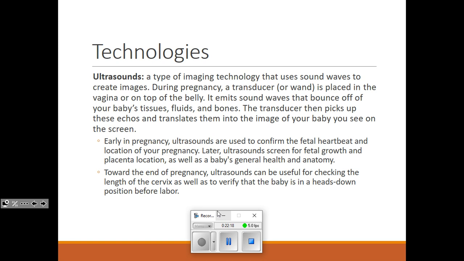So early in pregnancy, I had an ultrasound at about, I want to say 12 weeks, somewhere in that neighborhood, to confirm the fetal heartbeat and location of pregnancy. So they want to make sure that the embryo has implanted itself in the woman's uterus and not, say, somewhere else. That could happen. Things could implant themselves outside of the uterus. It's called an ectopic pregnancy, and they're quite dangerous.